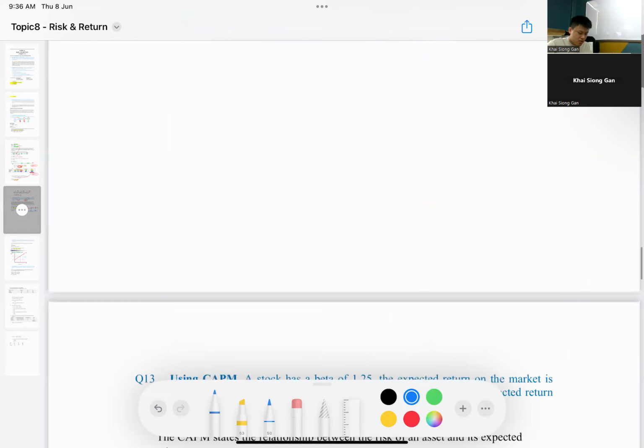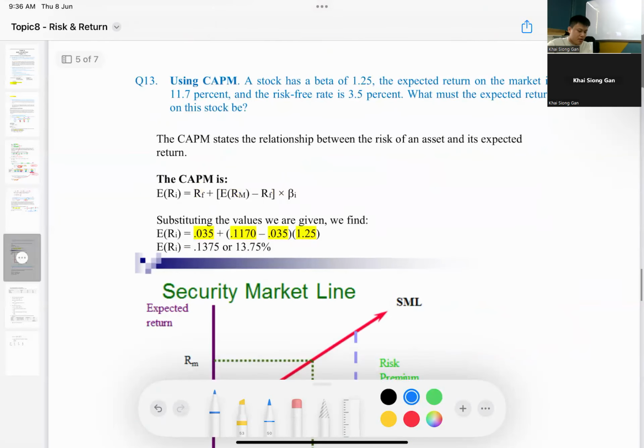Okay, next question. CAPM. This one is very easy. You substitute figures only. A stock has a beta of 1.25. Expected return on the market is 11.17%. The risk-free is 3.5%. What must be the expected return on the stock?